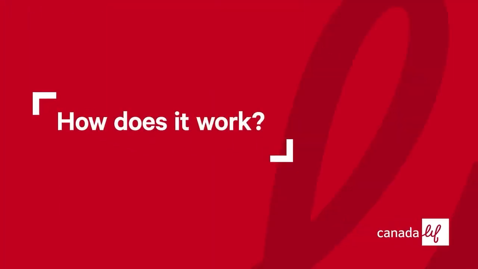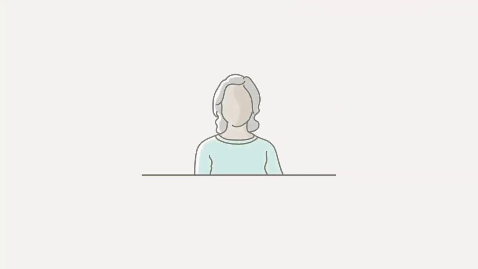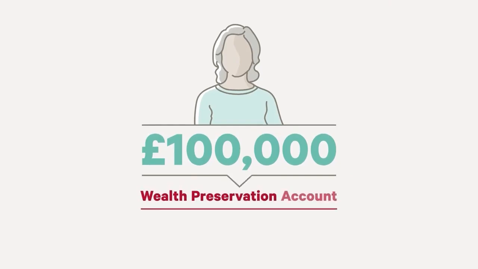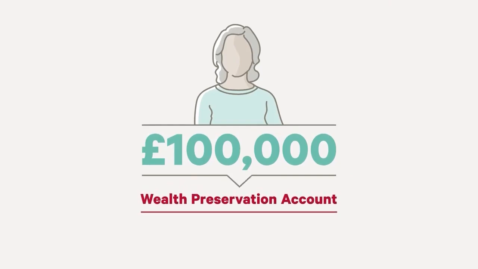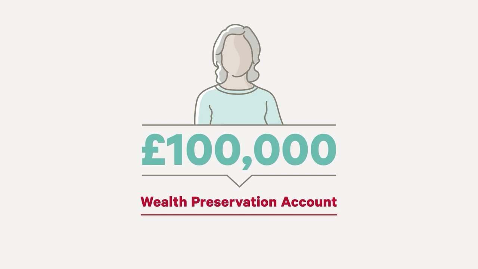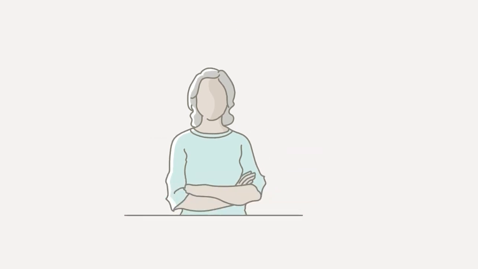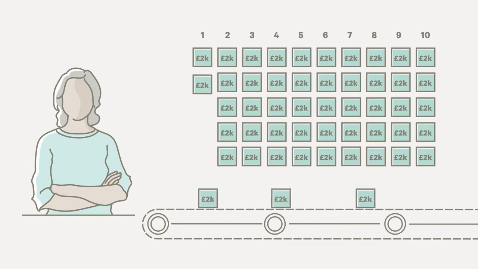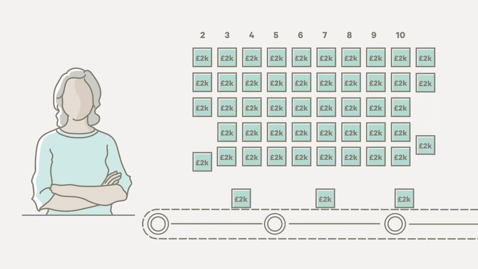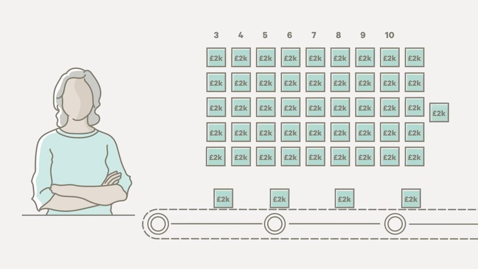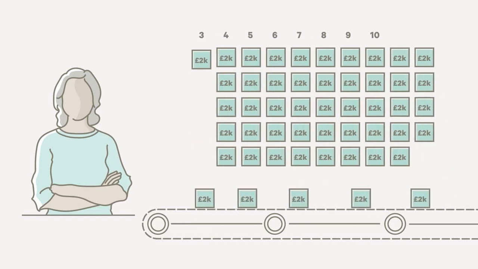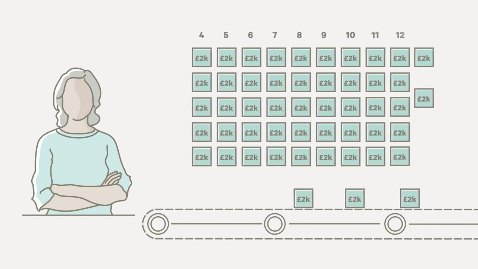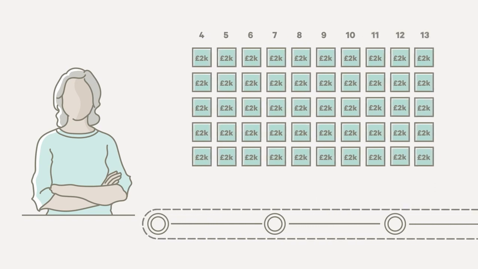So how does it work? Let's look at an example. Sally invests £100,000 into the Wealth Preservation Account. Policy sizes can go as low as £10. But Sally chooses 5 policies of £2,000 maturing each year. For the first 3 years, Sally has no need for additional income. So the maturing segments are moved to the end of the conveyor belt, creating an 11th, 12th and 13th year.